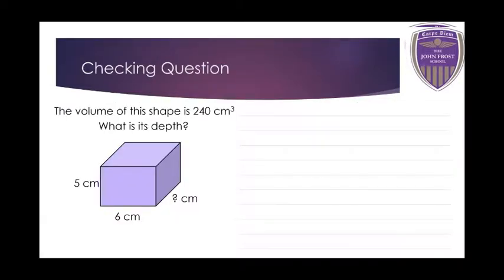So, we have a cuboid here, and we are told that the volume of this shape is 240 cubic centimeters, or 240 centimeters cubed, and we are asked what is the depth of this shape. We can see on the shape here, we're told the height, we're told the width, but there's a question mark on the depth. So pause the video, have a think, see if you can figure out what the depth of this shape is, and give this question a good go.